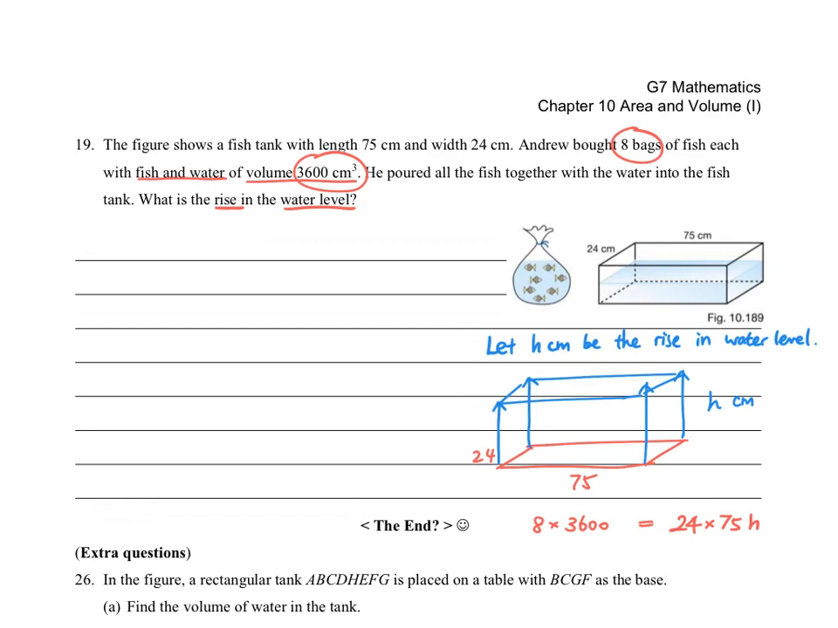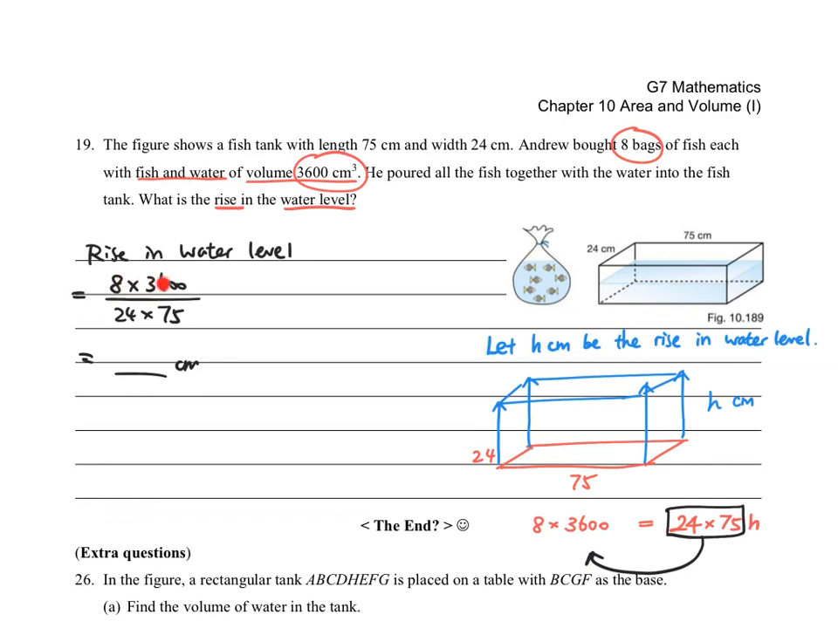3600. So in order to find h, you can divide this part to the other side. It means a smart way of presentation would look like this. This is the volume of the water and fish added, and then divide by the base area. And then you get the final answer would be your rise in water level.